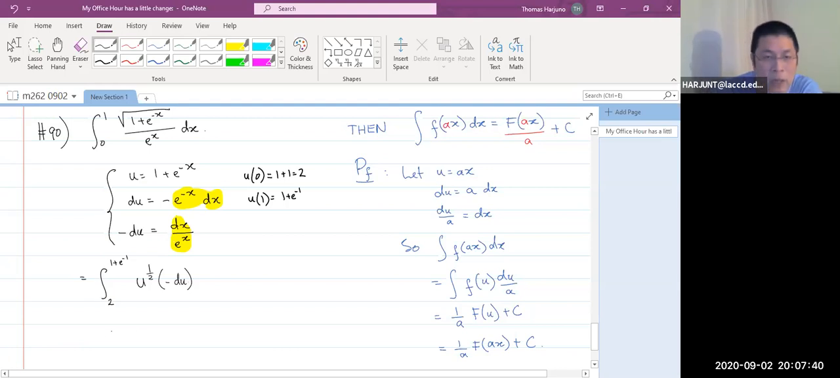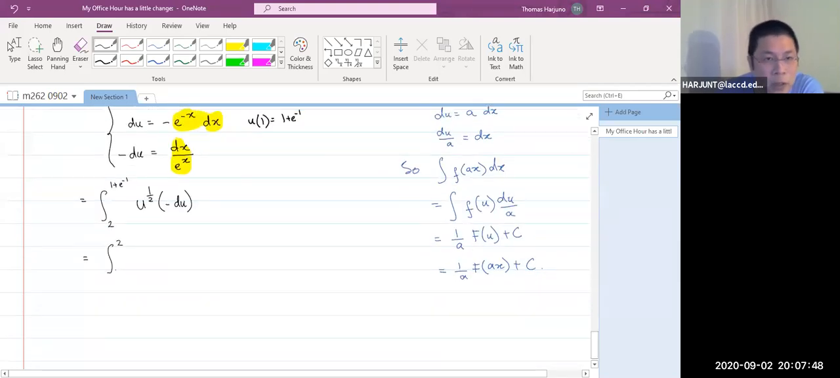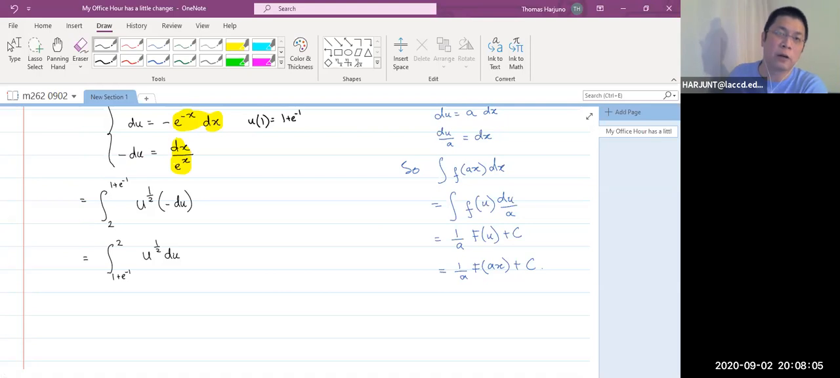I don't like that negative coefficient. I absorb that negative by reversing the limits of integration. Okay, now I think you can take it from there. Is that right?